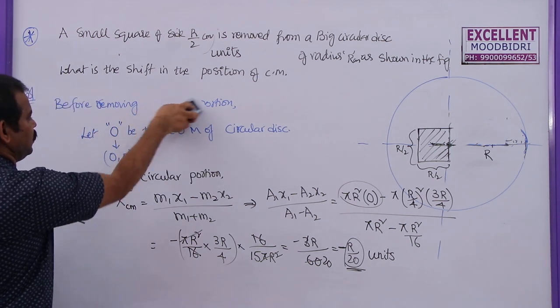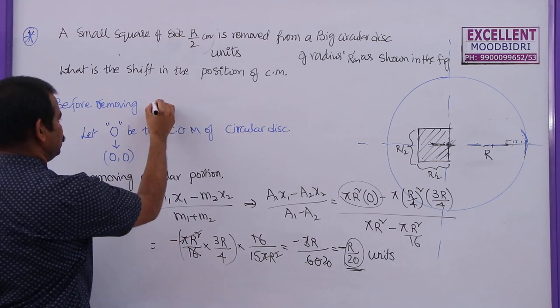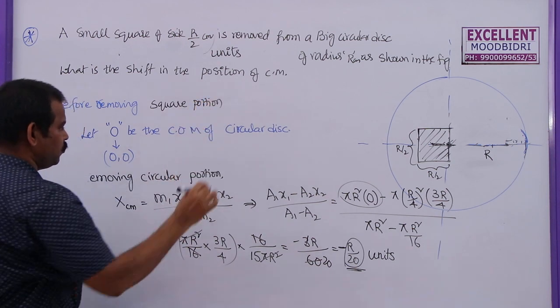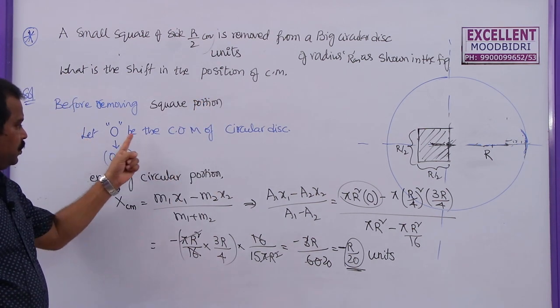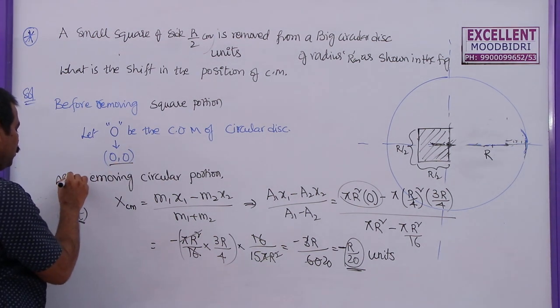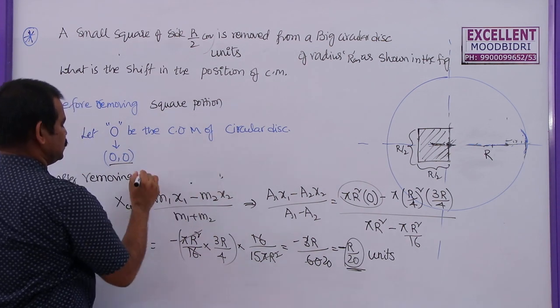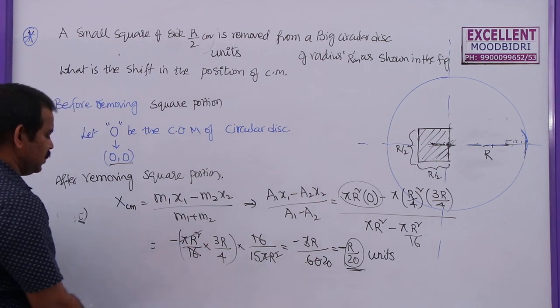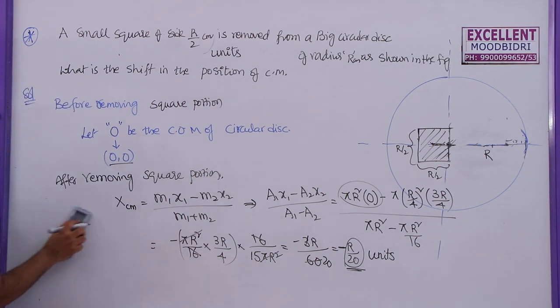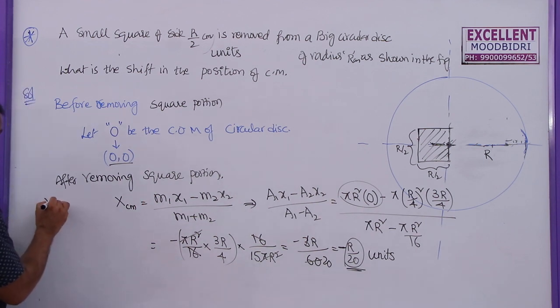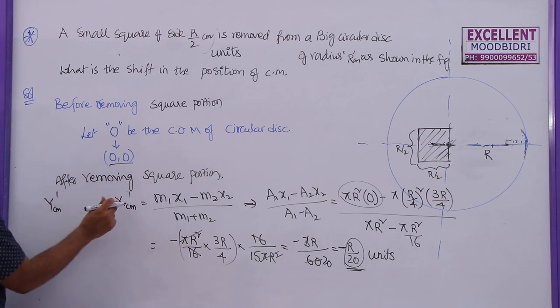Before removing the square portion, as usual, O is the center of mass of the circular disc, that is 0 and 0. After removing this square portion, the formula remains as xcm is equal to m1 x1 minus m2 x2 by m1 plus m2. What about ycm here? This is xcm dash, the new center of mass along x-axis. Ycm remains as 0 only.